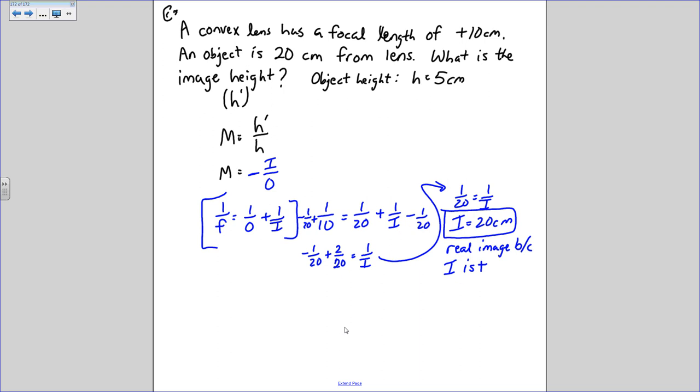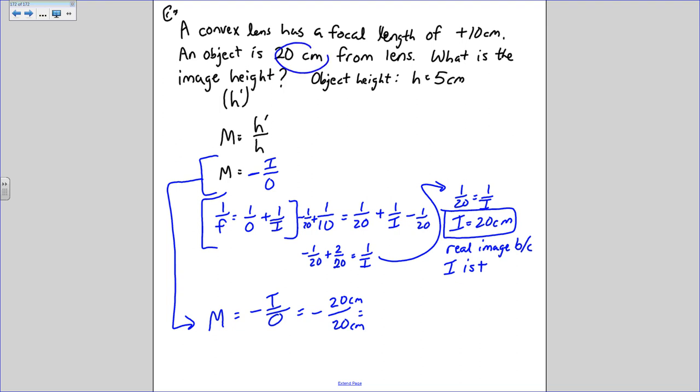Now, after I find I, I can find my magnification. My magnification is going to be negative I over O. That's negative 20 over the object distance, which is 20 centimeters. My object distance was given up here, and so that's equal to negative 1. So I have a magnification of negative 1. So what is going to be my image height? If I have a magnification of negative 1 and my object is 5 centimeters tall, how big is my image going to be?